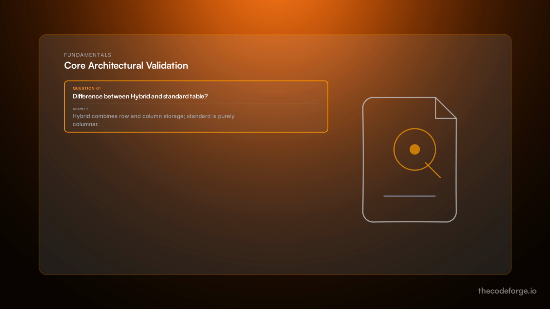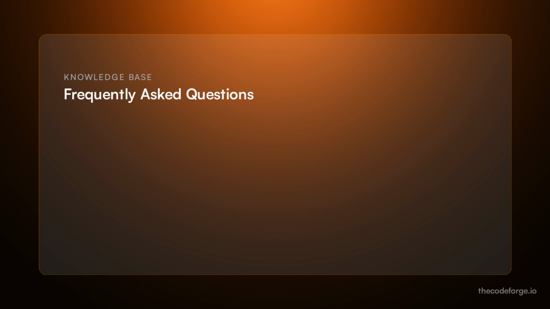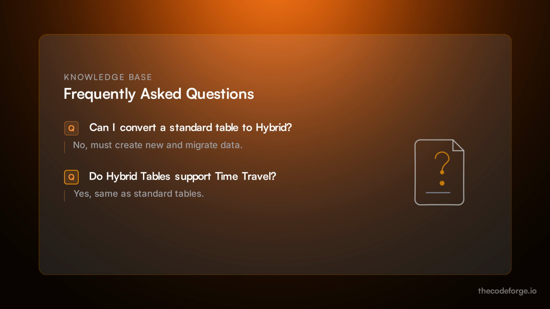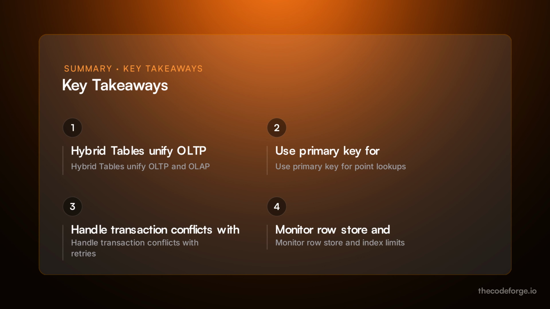Let's review interview questions about hybrid tables and their concise answers. Frequently asked questions about hybrid tables. To recap, hybrid tables combine row and column storage for both transactional and analytical workloads. Use primary keys for fast lookups, handle conflicts with retry logic, and monitor storage limits.